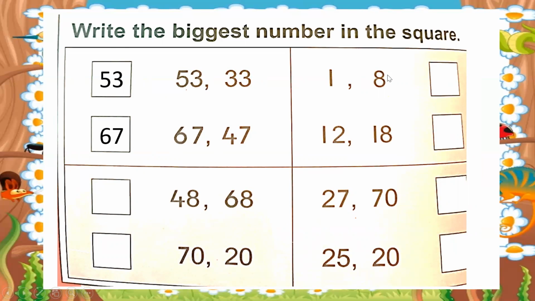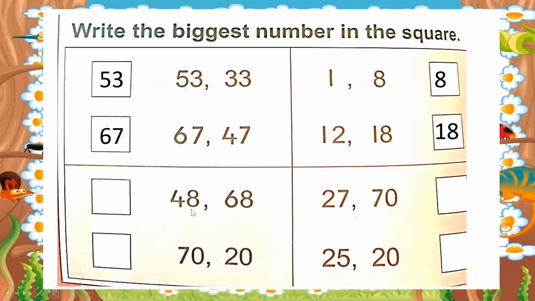Now look here, 1 and 8. Number 8 is big, very easy. Now 12 and 18. Now look at the tens, 1, 1. The tens are the same. So now jump to the ones, 2 and 8. 2 is small while 8 is big. So between 12 and 18, 18 is big while 12 is small. Between 1 and 8, 8 is big. And between 12 and 18, 18 is big.